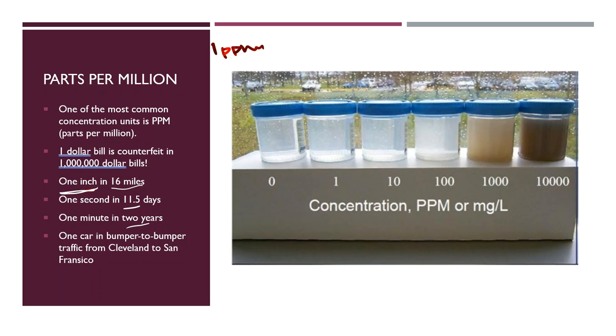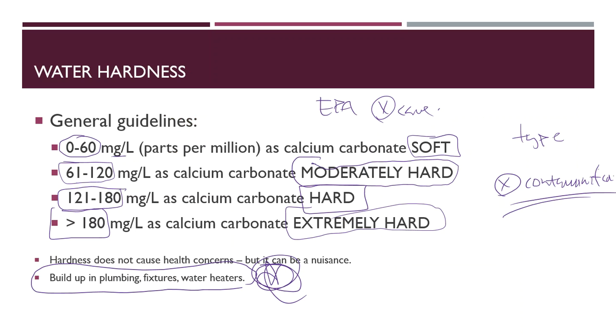But we can go this low. We can go this low in a laboratory, and you're getting ready to go that low because you're getting ready to play the water hardness limbo. And 1 car in a bumper-to-bumper traffic jam from Cleveland all the way to San Francisco, almost all the way across the country. 1 car in that chain. That is a part per million. So super, super tiny amounts is what we're looking for. 0 to 60, 60 to 120, 120 to 180, greater than 180.